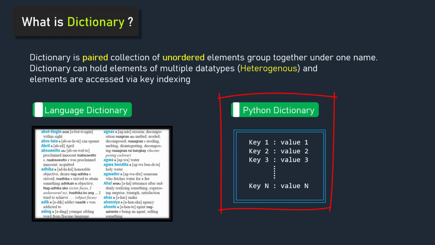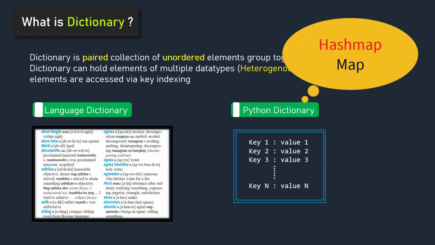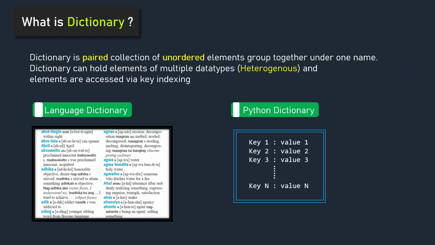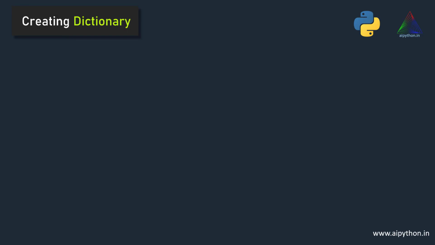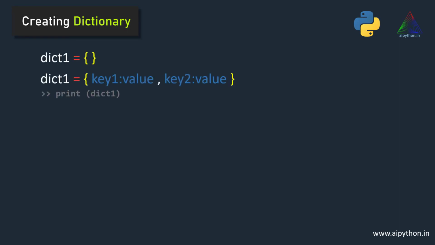In other languages, this can also be related to a hash map or simple map, where one key can map to one or more value pairs. Okay, so for current understanding, it's like key value pairs arranged together. Okay, moving ahead. So how do we create a dictionary in Python? It's a pretty straightforward way to create a dictionary in Python.